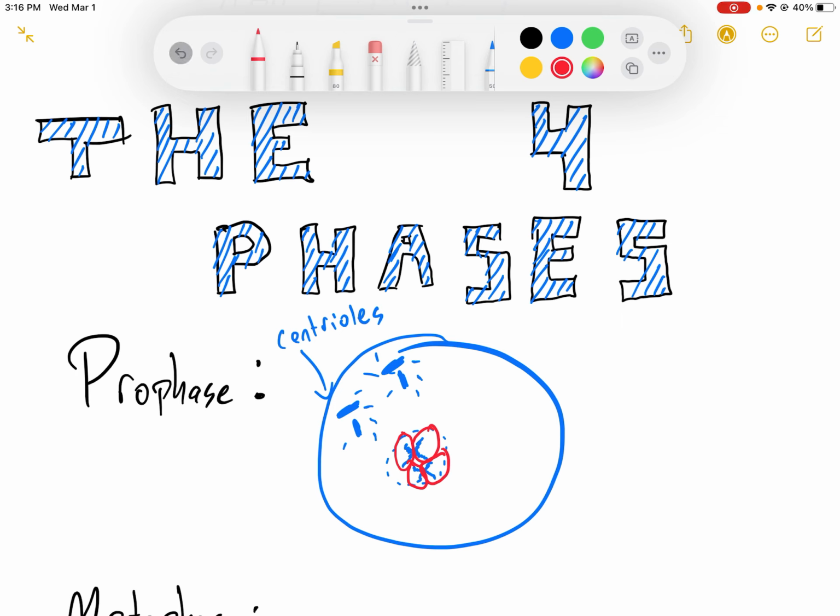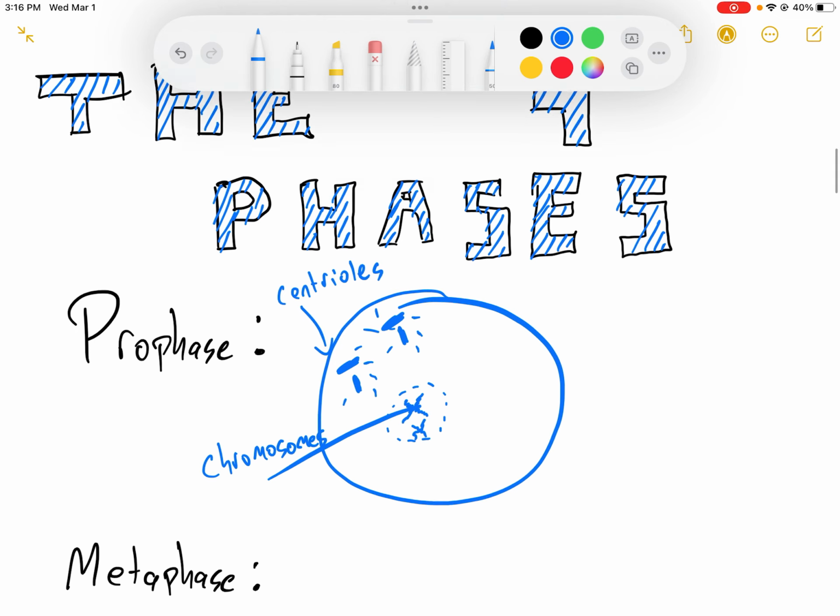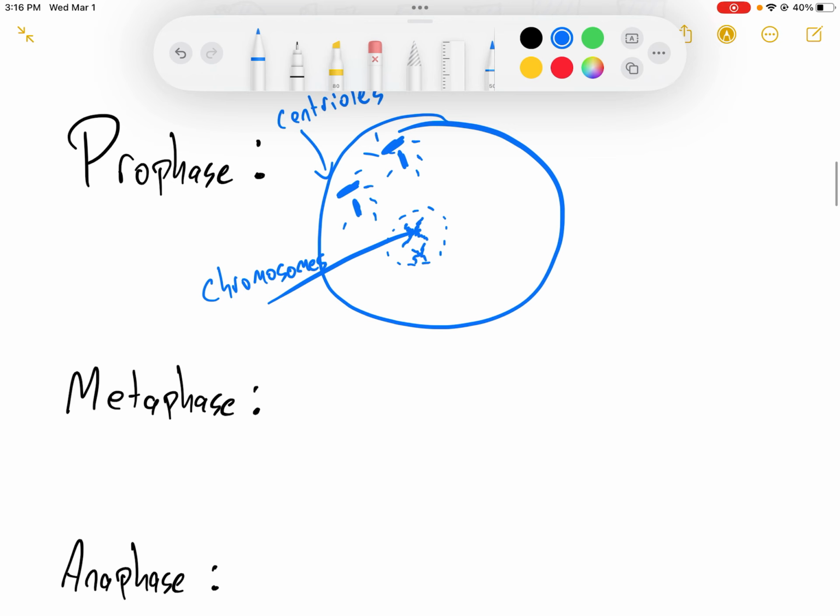Maybe you ought to label those. Sorry, I didn't mean to do that. These are chromosomes. And if you have a cell that looks like that, then it's going to be in prophase.